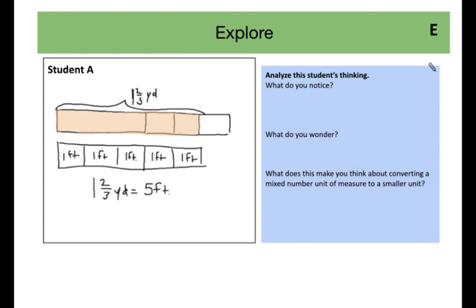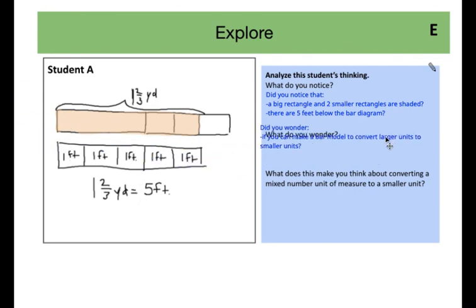All right, so what did you notice? Did you notice that they have a big rectangle here and 2 smaller rectangles that are shaded? Did you notice that there are 5 feet below the bar model? So this bar model here on the bottom shows 5, and it matches up kind of with the top bar model. What did you wonder?